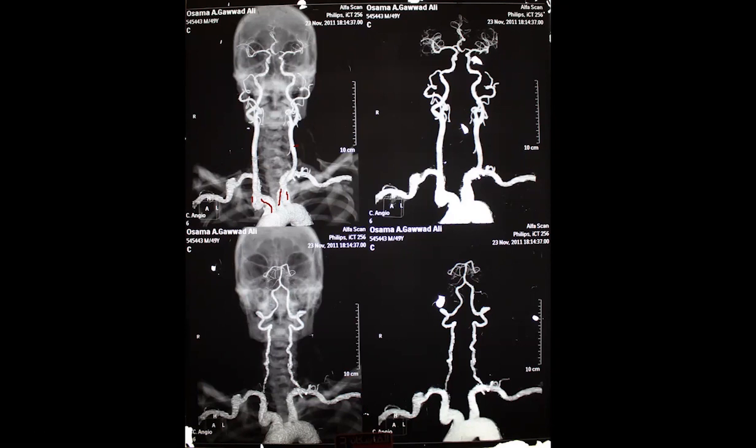How about the left common carotid? Where's the left common carotid? You pointed to it before, but go on. Where's the left common carotid? This is the left common carotid.